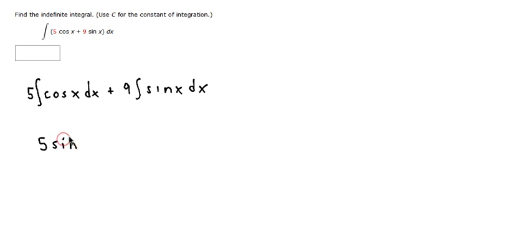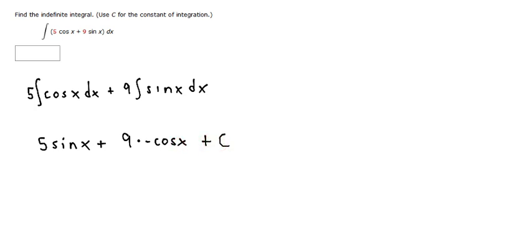It's not wanting to write well. Plus 9. The integral of sine is negative cosine, so times negative cosine x. And then, as always, we add the plus c.